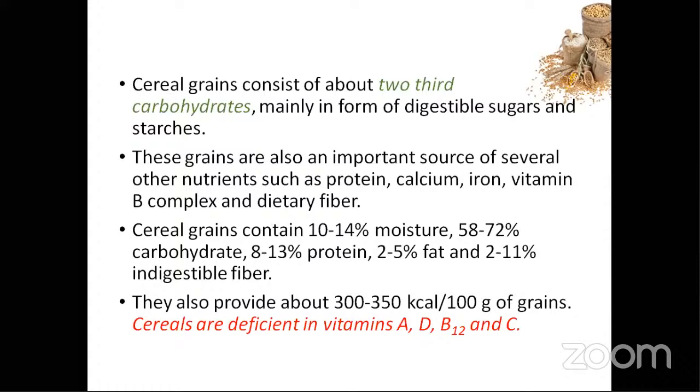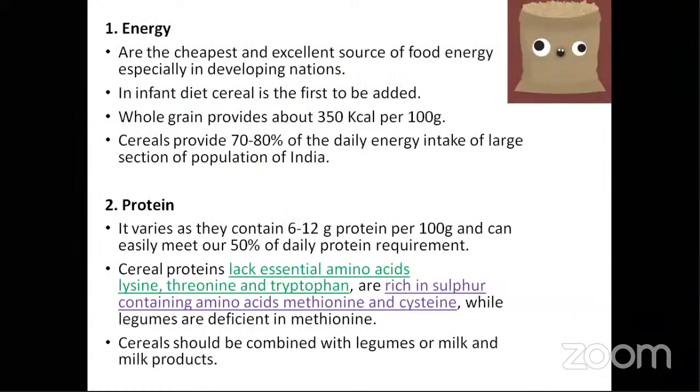On an average, they provide around 300 to 350 kilocalories per 100 gram. One important thing is that cereals are deficient in vitamins A, D, B12 and C. If we talk about energy, they are considered the cheapest as well as an excellent source of energy because the majority of the grain is carbohydrate. You can understand the significance of cereal because it is the first thing added to an infant's diet. They are very important for our body and provide around 70% of the daily energy intake, because of the carbohydrates.